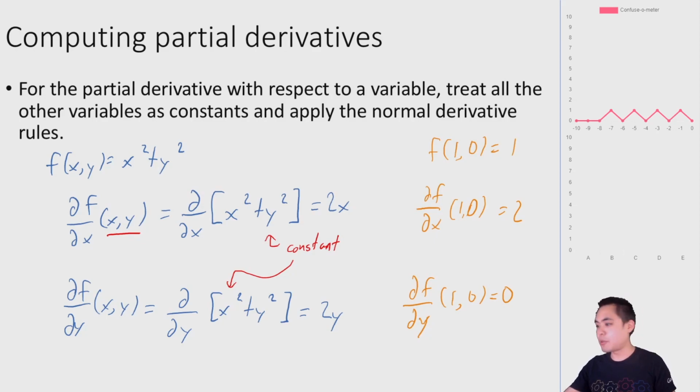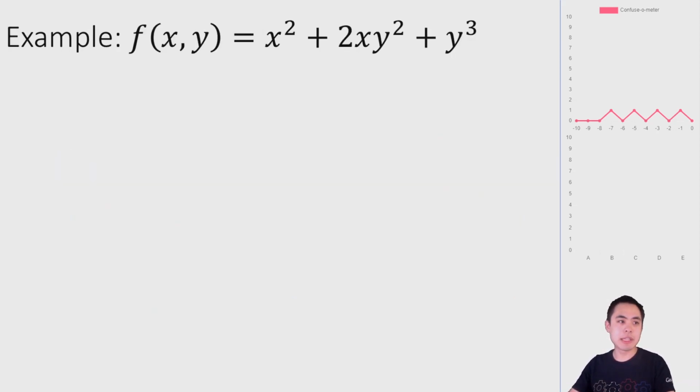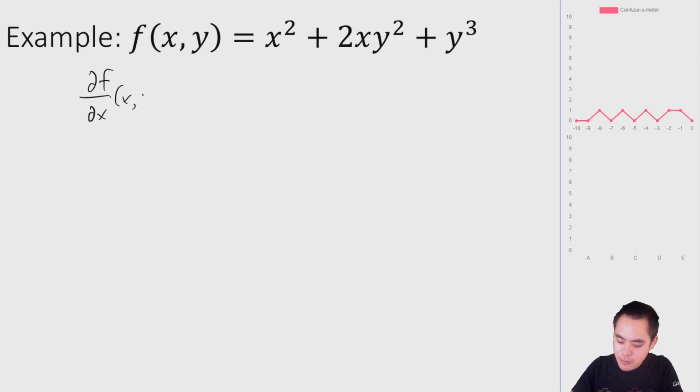Let me give another example before I make you guys try it out. Let's give a slightly more complicated example: f of x y is equal to x squared plus 2x y squared plus y cubed. Now, how do we figure this out? Well, we have del f by del x of x y.